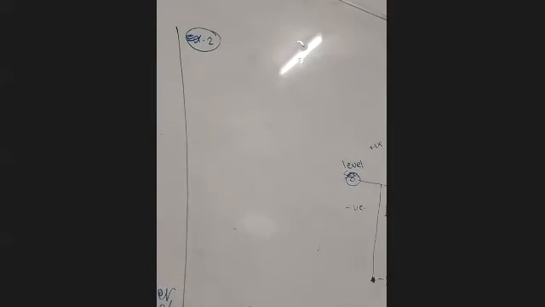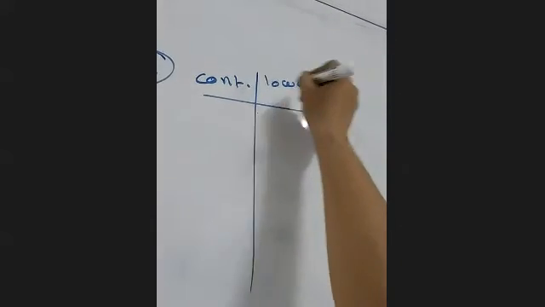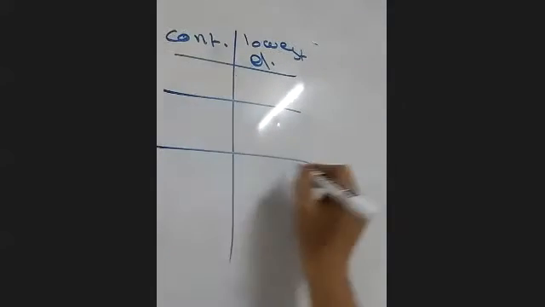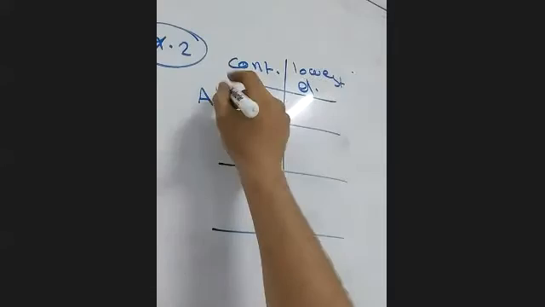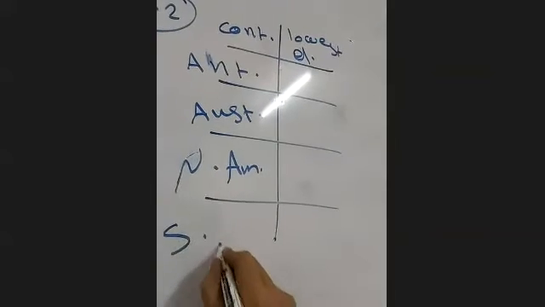The table shows the lowest accessible elevations for several continents. Good. Continent and lowest elevation. What do we have in the continents? What are the continents? Antarctica. And Australia. Australia and North America, South America.